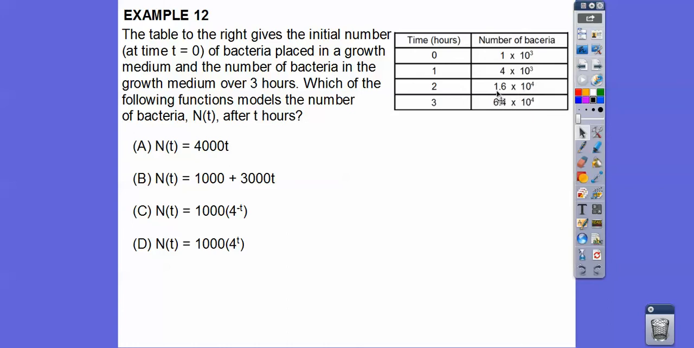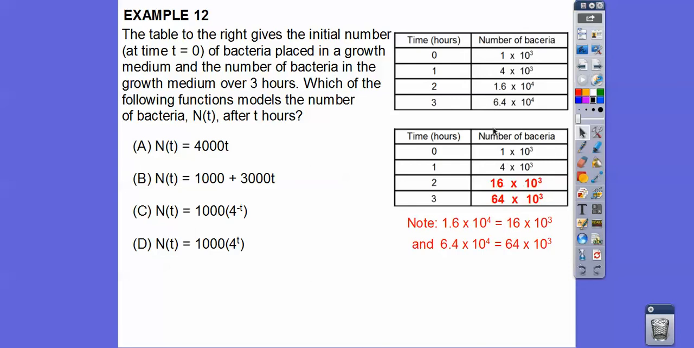If I make this decimal go to the right one place, it would be 16, and that would decrease that exponent, times 10 to the third right there. Similarly, if we make this decimal go one place to the right, it would decrease that. So 16 times 10 to the third is the same as 1.6 times 10 to the fourth. And the reason they did that, you guys, is they wrote these to hopefully trick you so that you don't see that it's just a multiple of 4.